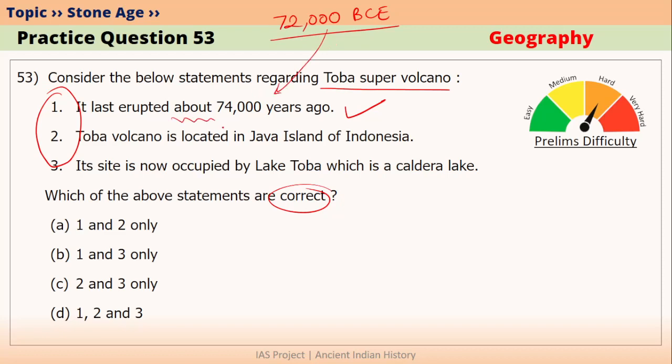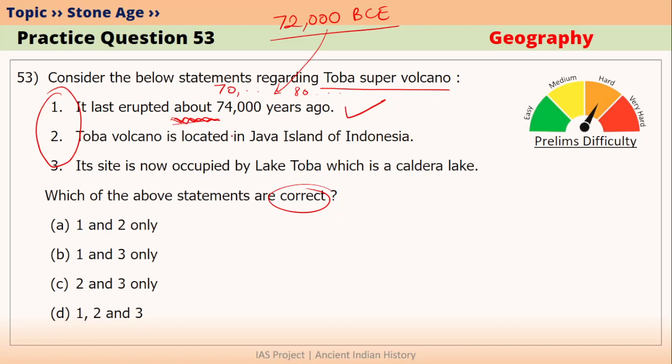Please note that scientists generally have a plus or minus in such cases. Generally it is from 70,000 BCE to 80,000 BCE, something like this. That is why even in your UPSC prelims exam, when you get words like about, you have to think liberally. Most of the times when words like about are used, the statement would be correct, but not always.